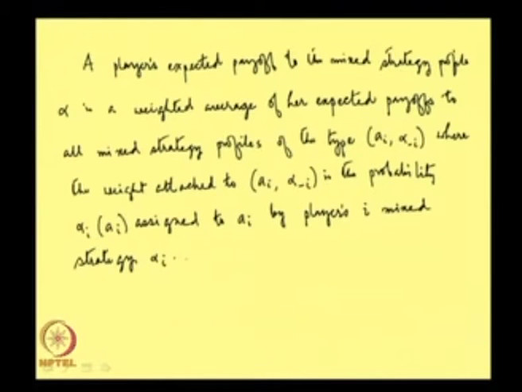So, this is the statement that I was talking about. A player's expected payoff to the mixed strategy profile alpha is a weighted average of her expected payoffs to all mixed strategy profiles of the type (a_i, alpha_-i), where the weight attached to (a_i, alpha_-i) is the probability alpha_i(a_i) assigned to a_i by player i's mixed strategy alpha_i.